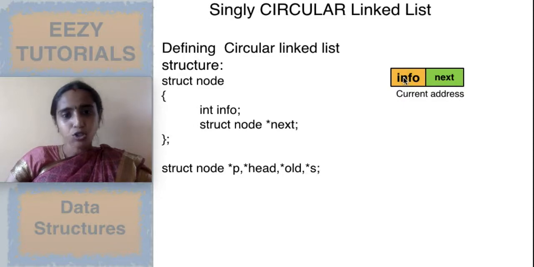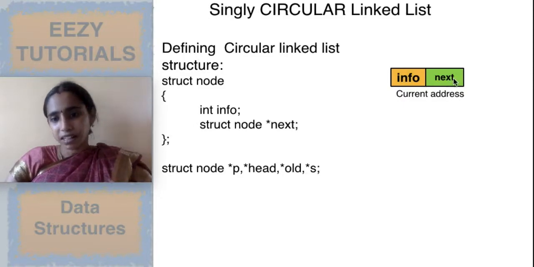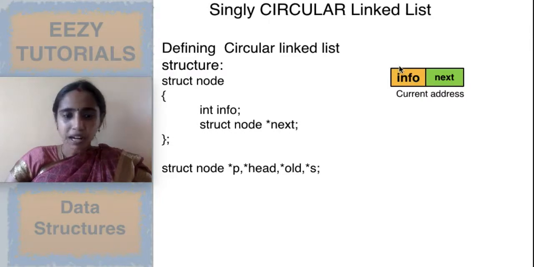As usual, it is the same as that of the linear linked list. You have information part and the next part. Information part will be either character or integer. Next part will be pointing to an address, so it is a pointer. So two different data types. So you are using struct and I am using the tag node. You can have any word, but the technical name for this is node. So I am using node.